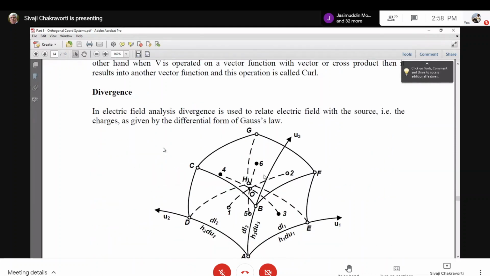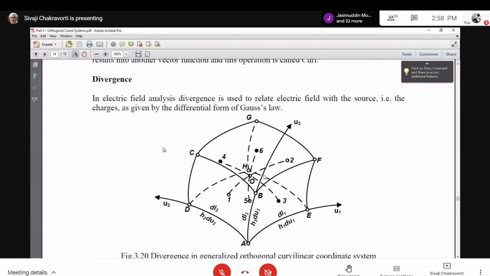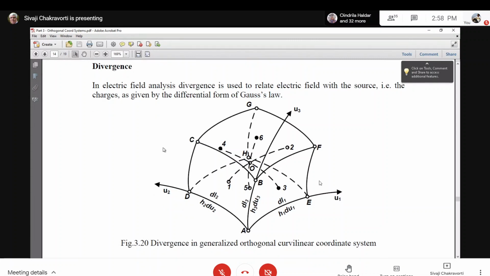The derivation of divergence, we have already done it in the derivation of the differential form of Gauss's law. So we'll do the same thing here. In that previous derivation, we took a rectangular parallelepiped, but here we will take a purely orthogonal curvilinear parallelepiped. Here you can see A, B, C, D, and E, F, G, H. This is the entire parallelepiped.